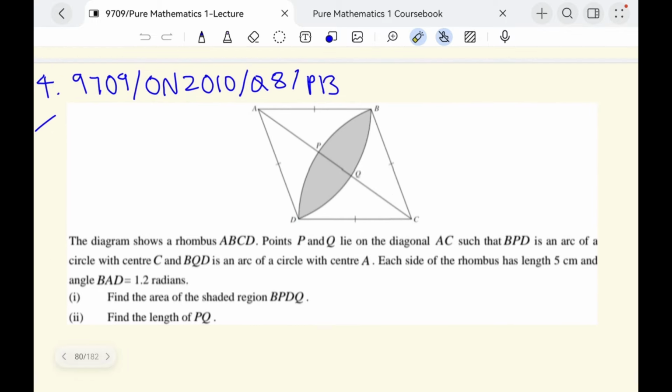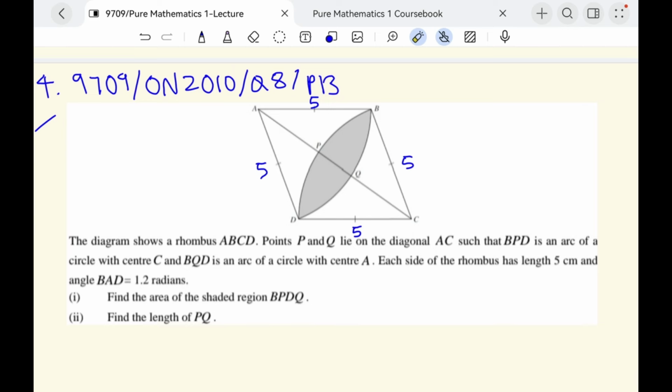Okay, points P and Q lie on the diagonal AC, such that BPD is an arc of a circle with center C, and BQD is an arc of a circle with center A. Each side of the rhombus is 5 cm, which means that for a rhombus, here is 5, 5, 5, 5. So this is the property of the rhombus with each equal side.